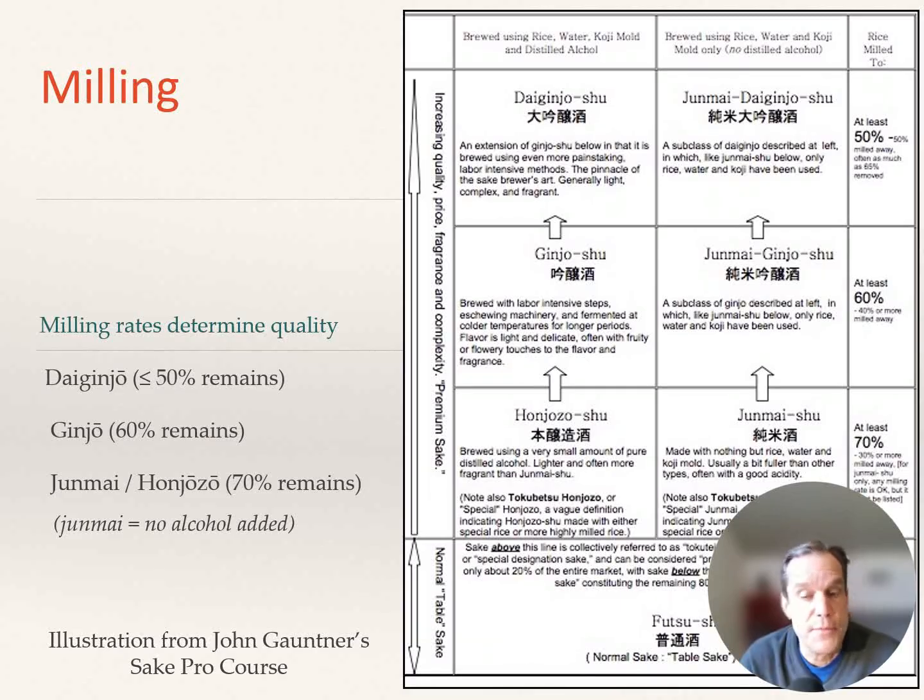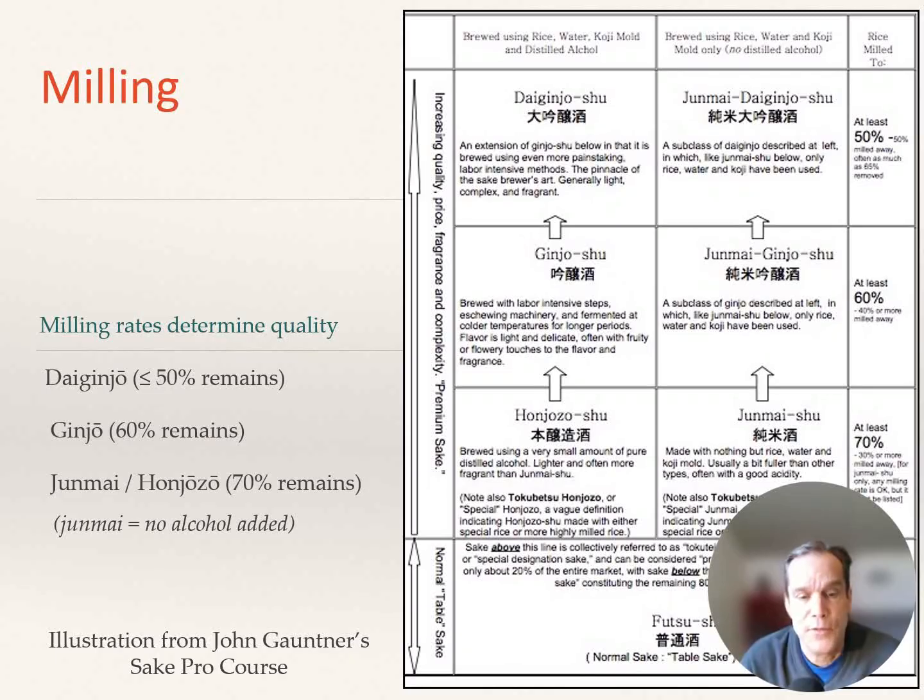That's been milled to 70%, but 85% of the sake today is what's called table sake, or futsushu. And futsushu, there's no set milling rates, so it's something to keep in mind. Futsushu, you see these for sale in supermarkets sometimes. They're labeled futsushu, or sometimes they're not even labeled at all. You see them packaged in milk cartons.